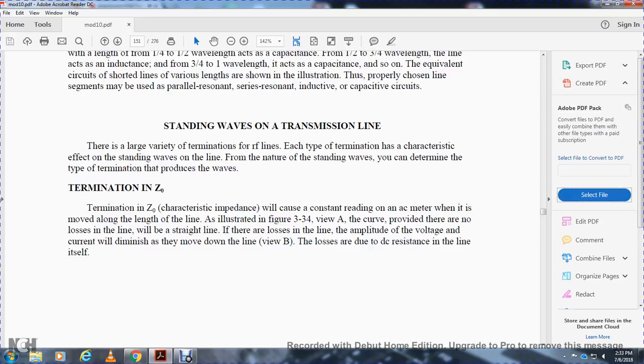Provided there are no losses in the line, the curve will be a straight line. If there is loss in the line, the amplitude of the voltage and current will diminish as they move down the line. The losses are due to the DC resistance of the line itself.